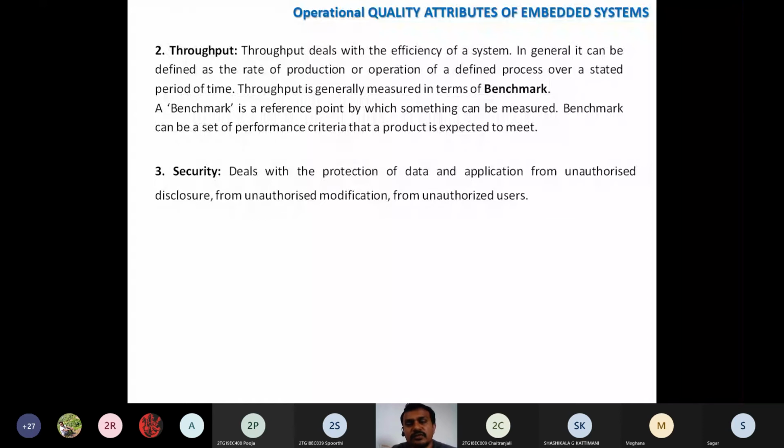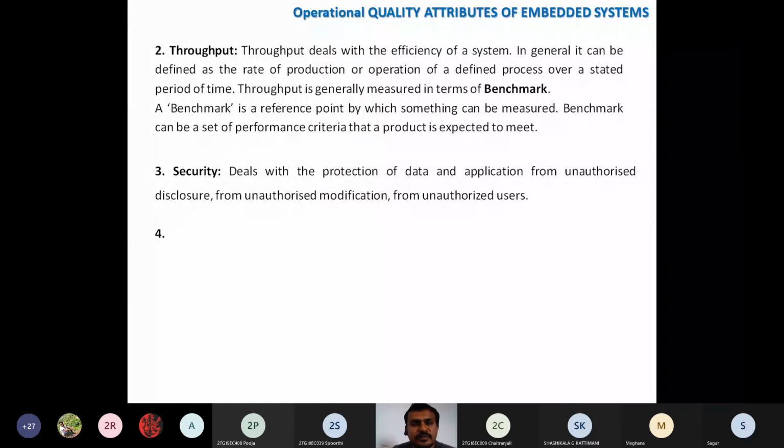So it is not only with users, it is about all unauthorized conditions. From them, we have to protect the data. It may be unauthorized modification, unauthorized disclosure, or unauthorized users. We need to protect the data from all these conditions. That is nothing but security.